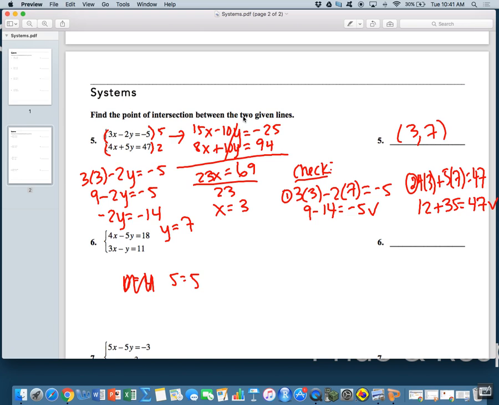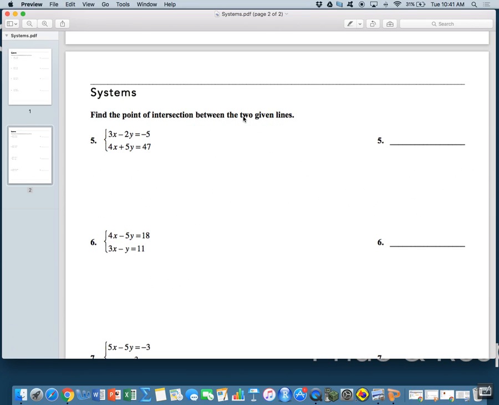What happens if I get something that's true, like 5 equals 5? Infinitely many solutions. What does that mean about your two lines? They're the same line. They lie right on top of each other. Okay, questions?